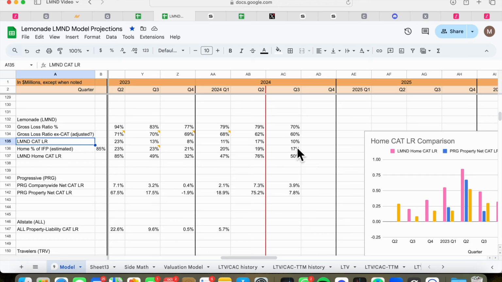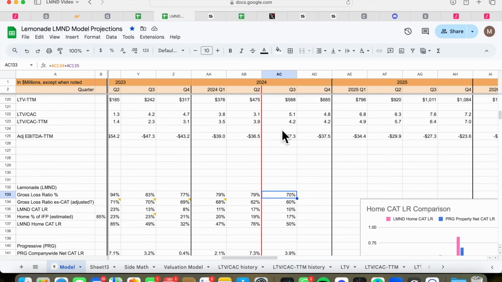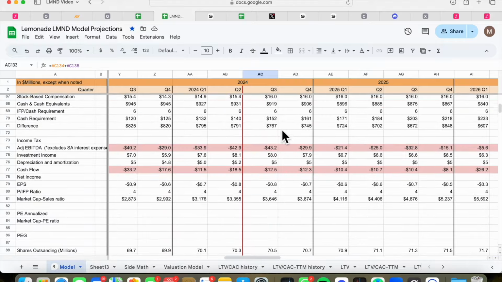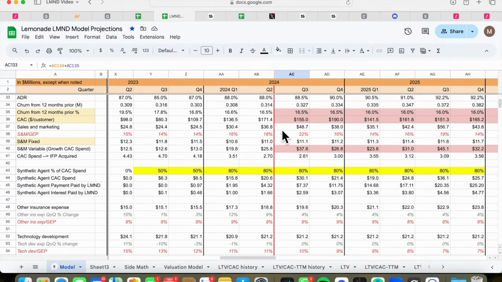And their ex-cat loss ratio, I'm putting at 60%, a 2% improvement over the previous quarter as they continue to underwrite better policies and have better pricing. So 60% there. You add 60 plus 10 gets you to a 70% loss ratio. We'll see if I'm at all right or where I'm wrong in that. But that's what I've gone with for the loss ratio.